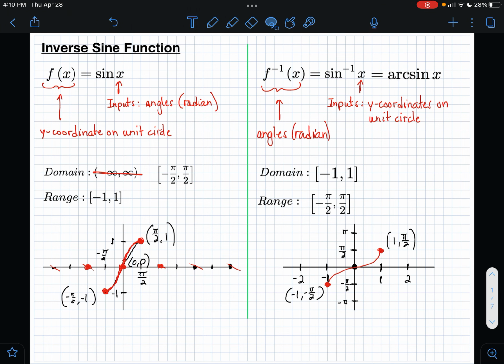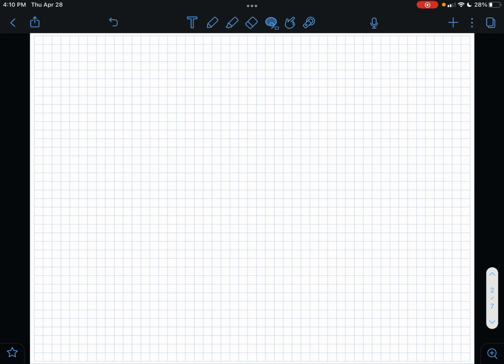Now, what exactly does that mean? Why arc sine? Well, let's take a look at an example here. Suppose we are given the question or the expression inverse sine of √3/2. We're then asked, what is that equal to?